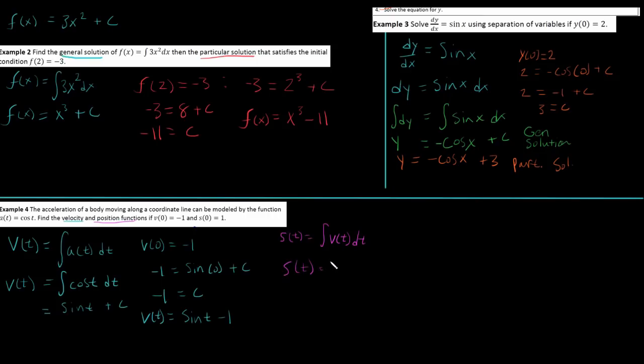S of t is equal to the antiderivative, the indefinite integral, of sine of t minus 1 dt. Let's see, we just did this before, right? The antiderivative of sine we said was negative cosine, so we have negative cosine of t minus, and what does this go to? This goes to t. Thank you, power rule.